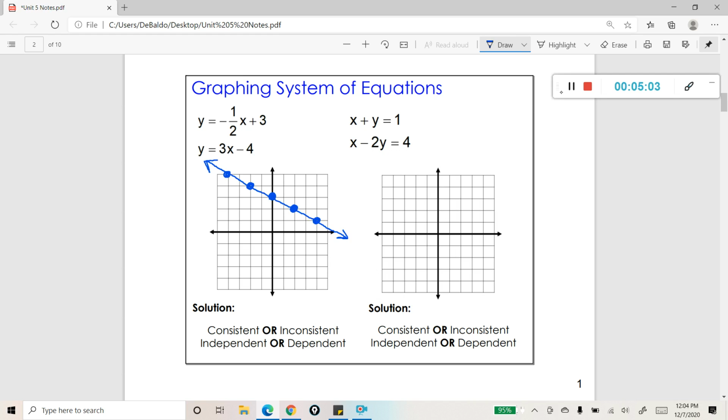Okay, now let's go ahead and graph the second one. I'm going to do the same thing. I'm going to have my y-intercept of -4 and my slope of 3.